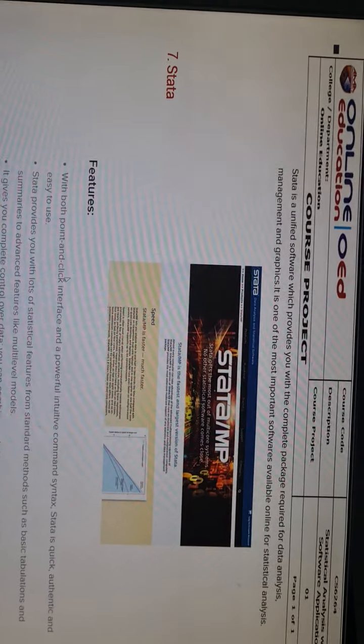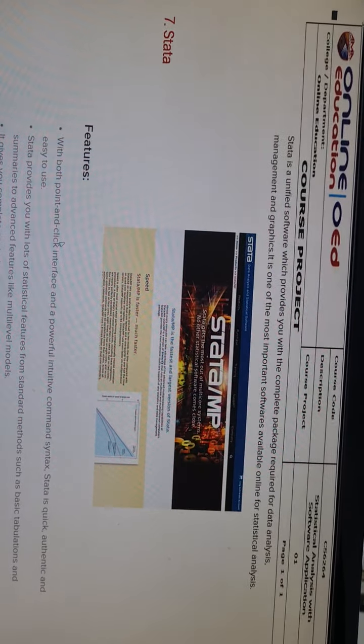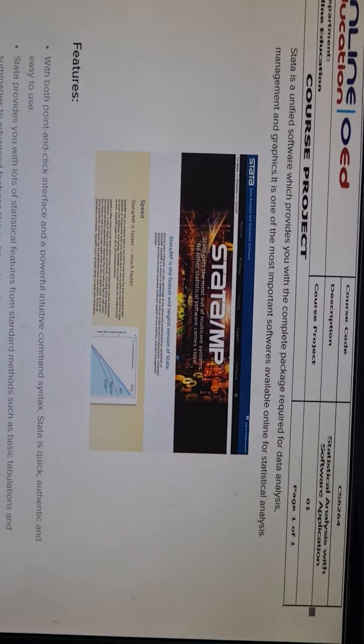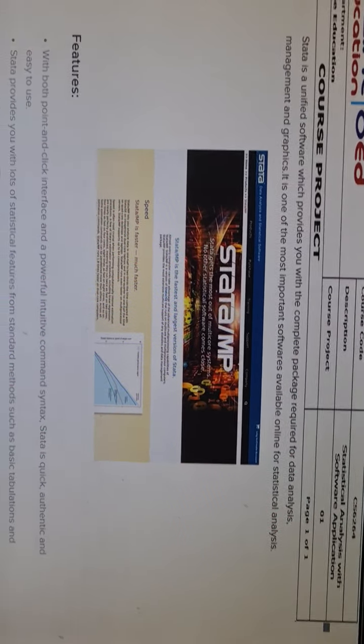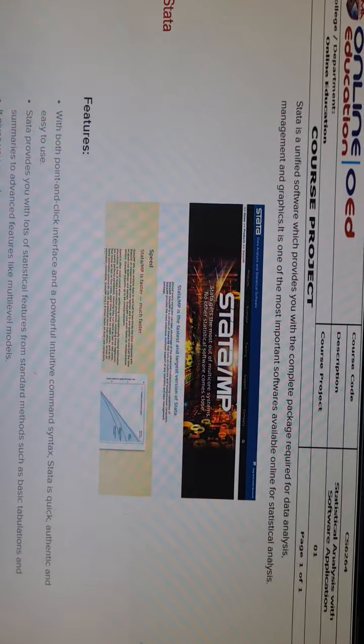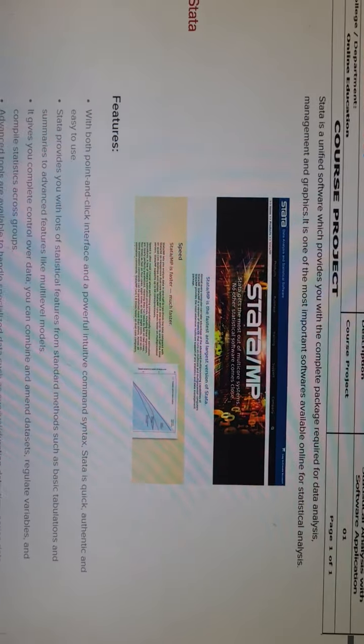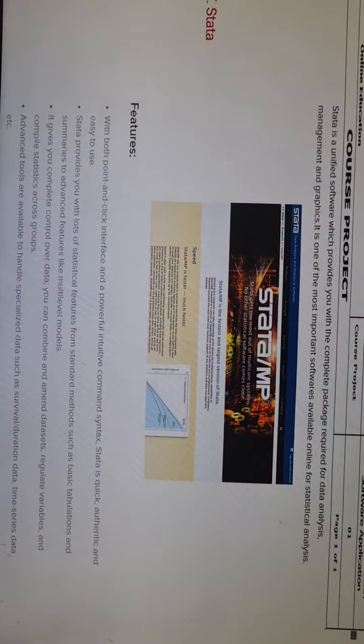The seventh one is the Stata. Stata is a unified software which provides you with a complete package required for data analysis, management, and graphics. It is one of the most important software online for statistical analysis. The eighth is IBM SPSS. It is an analytical software from IBM. It provides numerous statistical analytics such as text and entity analysis, automated modeling, and decision management and development.